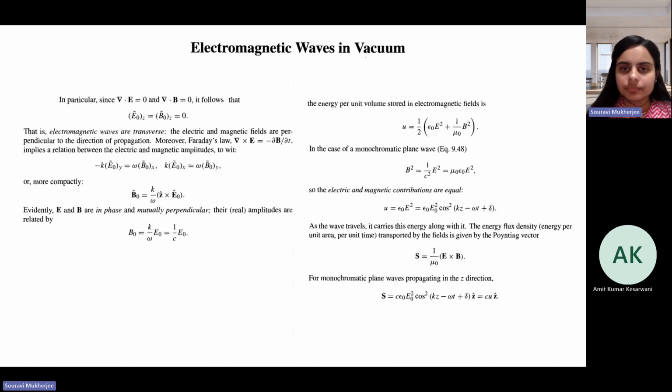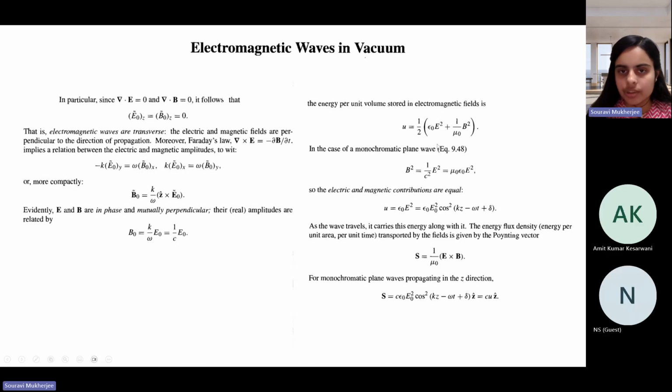Okay, so till now what we have seen is something we already discussed in the last class. Electromagnetic waves in vacuum follow the wave equation, and the electric and magnetic fields are related by this relation here. And we know that the energy per unit volume stored in electromagnetic fields is given by this expression here. This is the electrostatic contribution, this is the magnetic contribution.